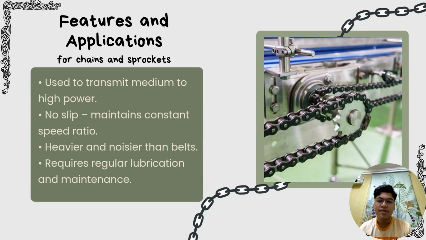Next, let's look at the chains and sprockets features and applications. Chains and sprockets are used to transmit medium to high power efficiently. Since the chain fits tightly with the sprocket teeth, it does not slip, which means the speed remains constant. However, they are heavier and noisier than belts and need regular lubrication to reduce friction and wear. Even though maintenance is higher, this system is very effective for parts that need strength and accuracy, which is why it's often used in control or landing mechanisms.